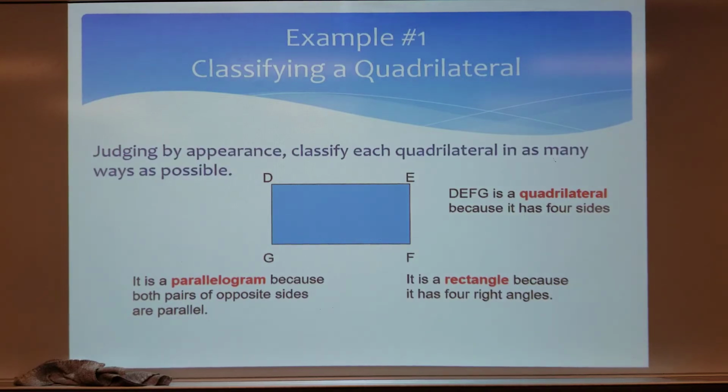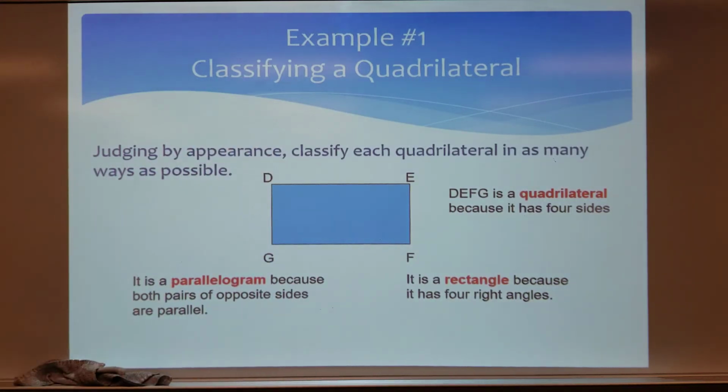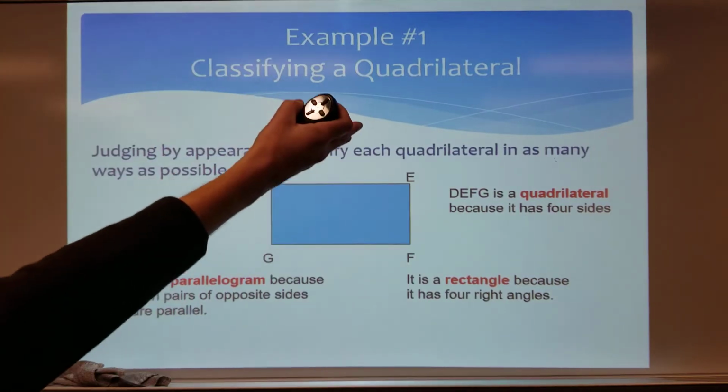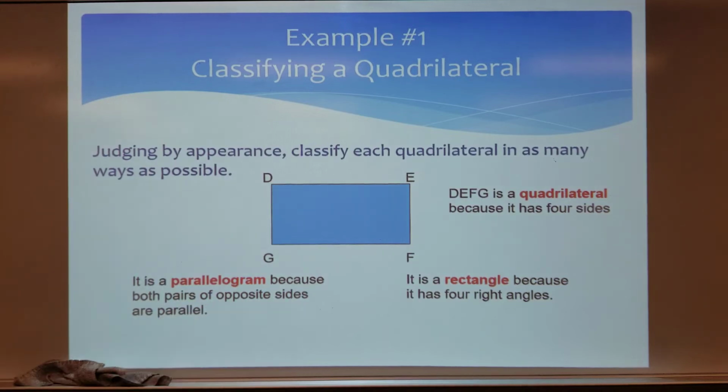All right, now we're judging by appearances here, which isn't always the right thing to do in geometry class, but that was the directions, to judge based on appearance. So we can call this a rectangle, but it's also a parallelogram, it's also a quadrilateral. So it's all 3 of those types of polygon, D, E, F, G.